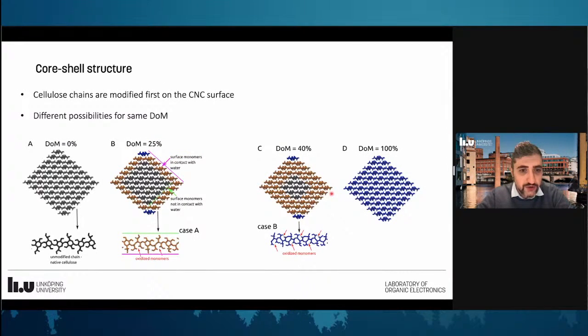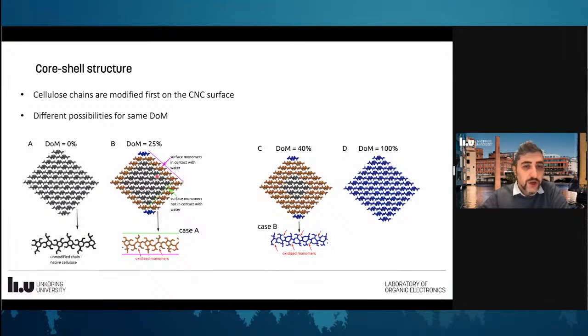I want to introduce how the model was constructed. We have different degrees of modification, from 0 to 100%. At 100, all chains are modified. At 0, we have native cellulose. In the two intermediate cases, we have 25 and 40%. To build the core shell structure, we built this model. The gray one represents unmodified cellulose. The orange chains have dialcohol moieties in them. We know that we have chains that are in contact with water, and we have modified this part of the chain. So we have modified basically every second glucose unit that is in contact with water, and the other part of the chain points towards the inside of the crystal.